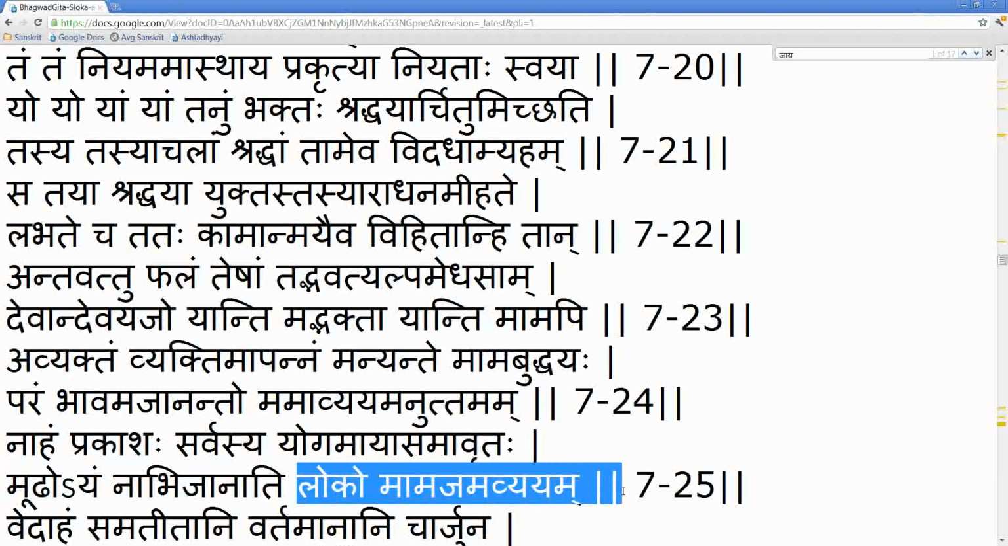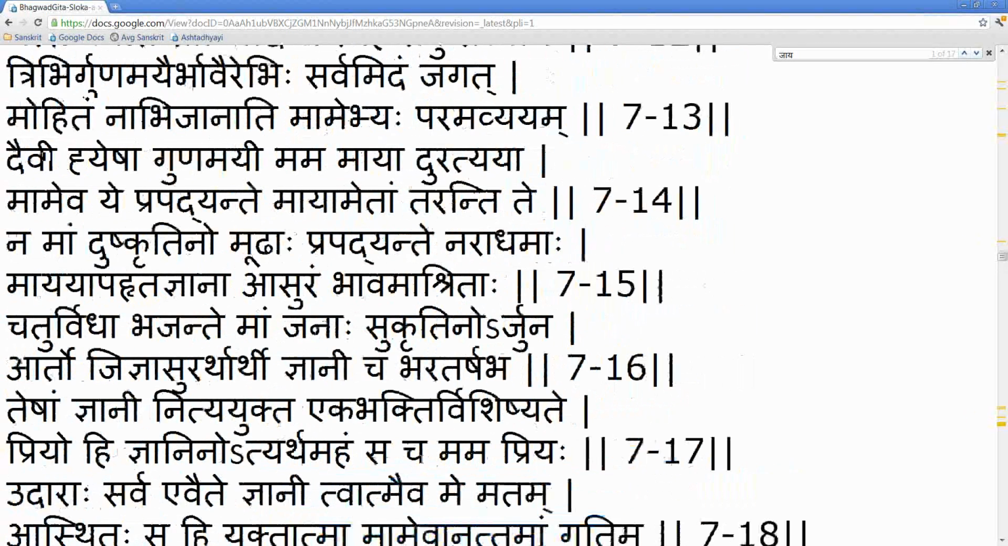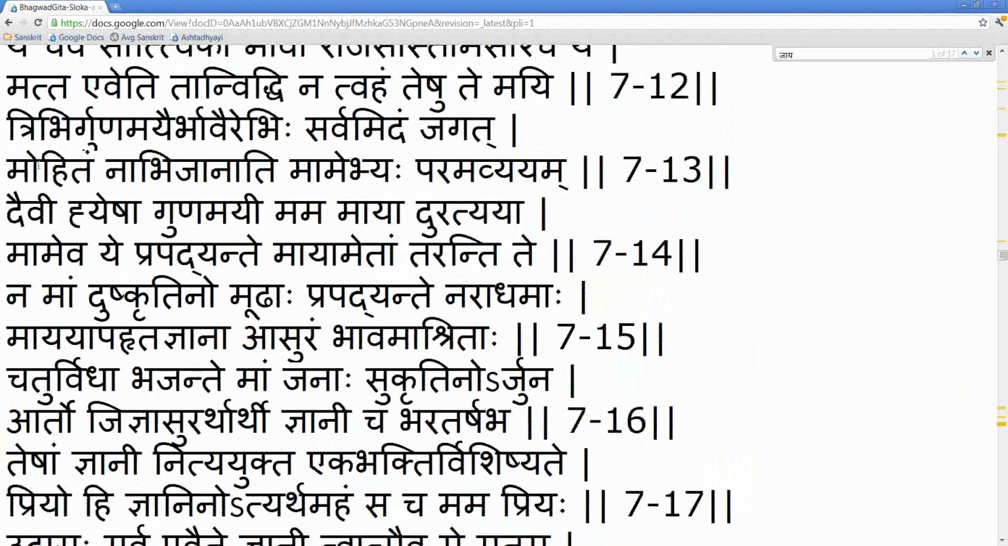I think I confused the two when I first took this verse. So mudhoyam nabhijanati, loko mamajam avyayam, and then mohitam nabhijanati, mamevya paramavayam. So these are very confusing verses because you always confuse one another, as they are very similar sounding. Anyway, that's the good shloka of Gita to practice nishtayam seti.